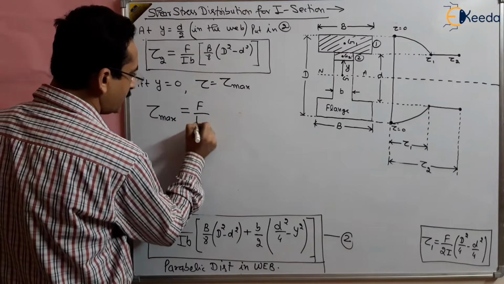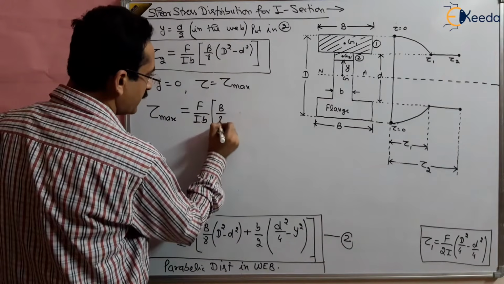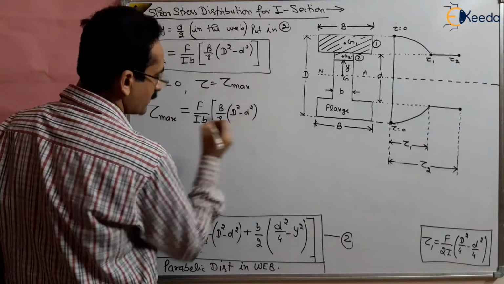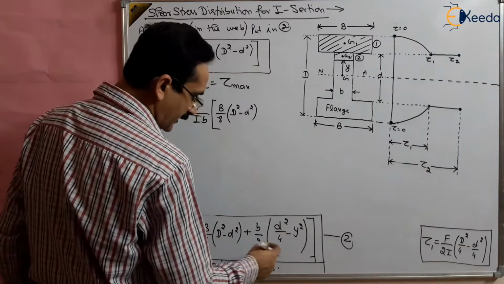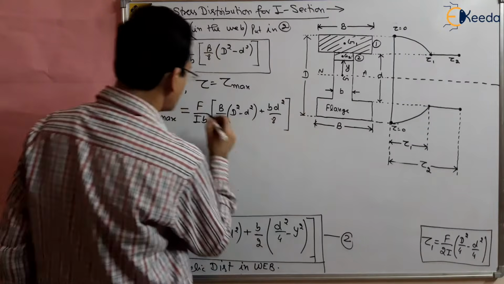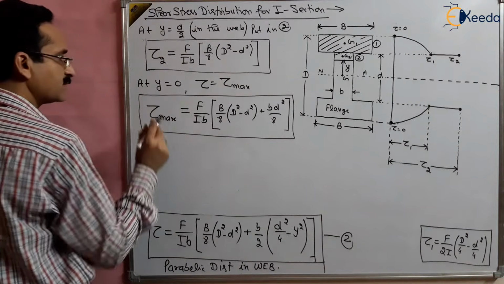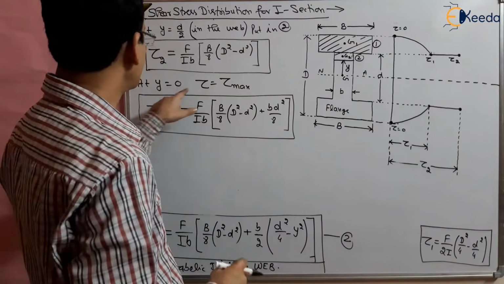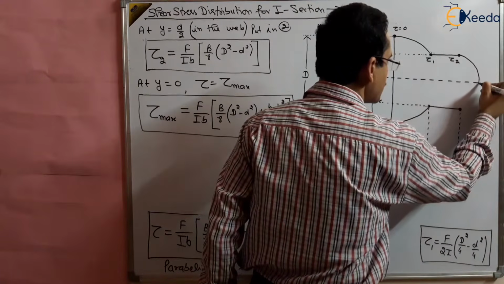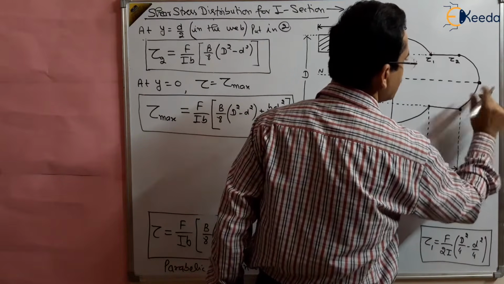So what is the value of maximum shear stress? That will be equal to f by ib, that is b by 8, d square minus d square, plus bd square by 8. So this is the maximum shear stress in the entire I section, which is at the center where y is equal to 0, right? This is the tau max, maximum shear stress.